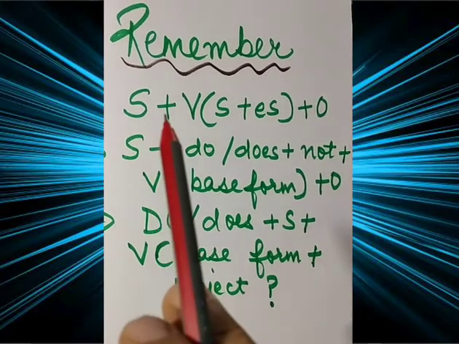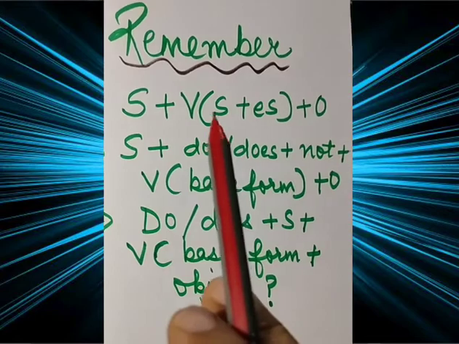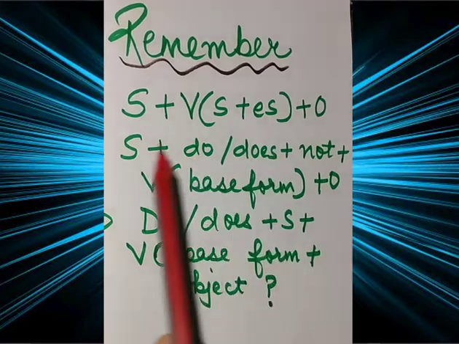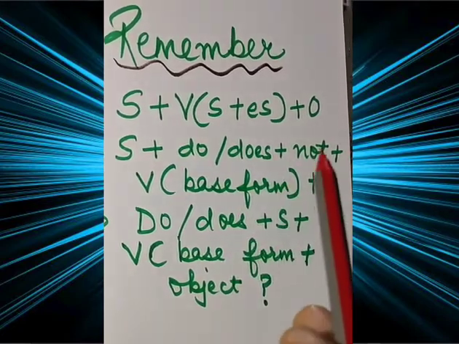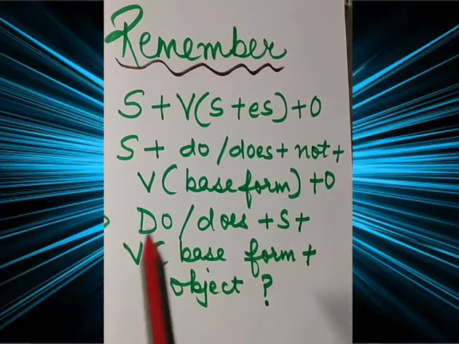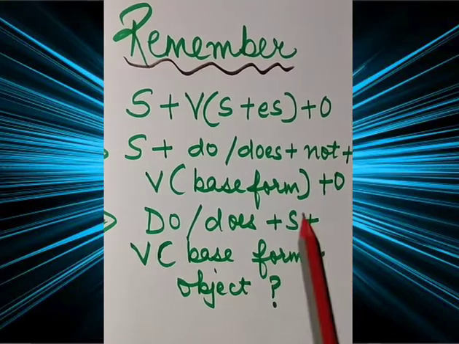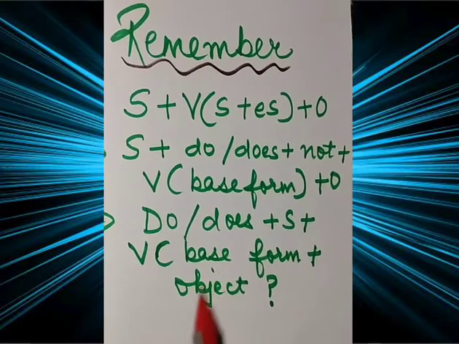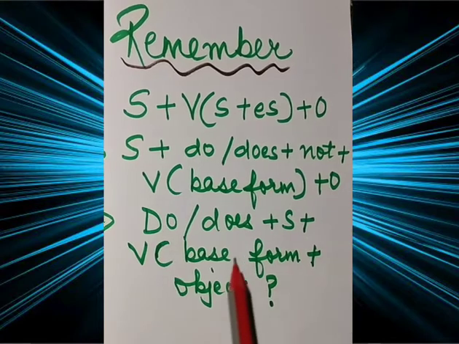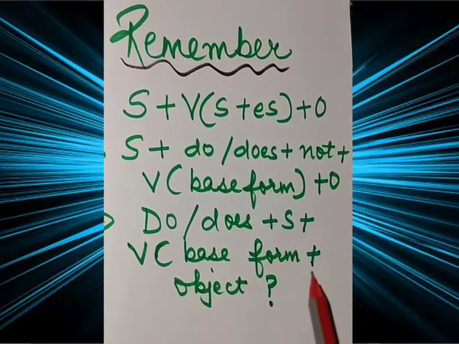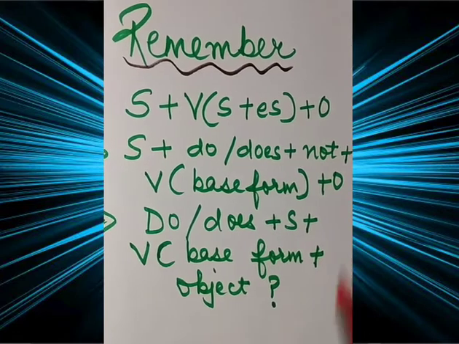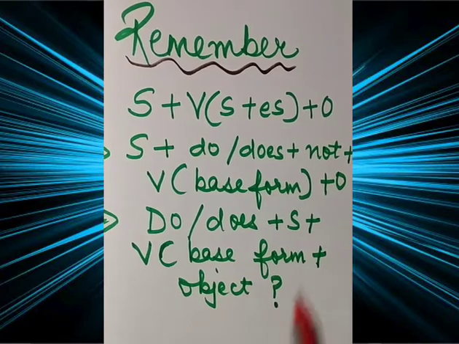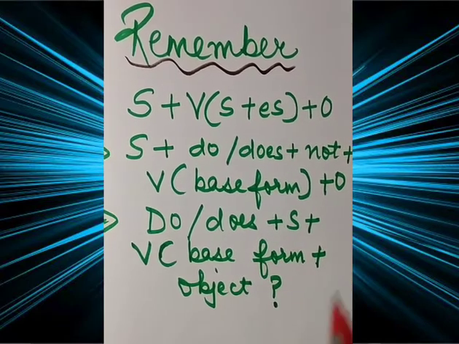With simple present tense sentences, we have to use subject plus verb, with the verb taking s or es, plus object. For negative sentences: subject plus do or does plus not plus the verb base form, that is the first form of the verb, plus object. And for interrogative sentences in the simple present tense: do or does plus subject plus the first form of the verb plus object, and then at the end a question mark. The question mark is the main identification for interrogative sentences.